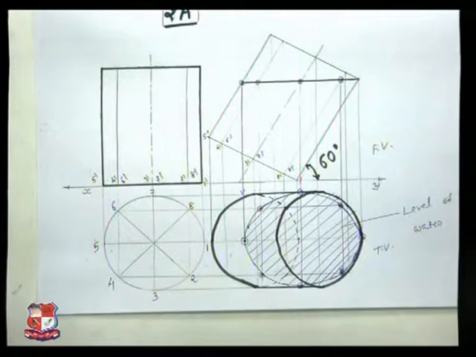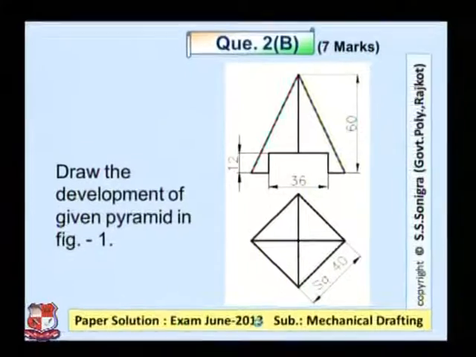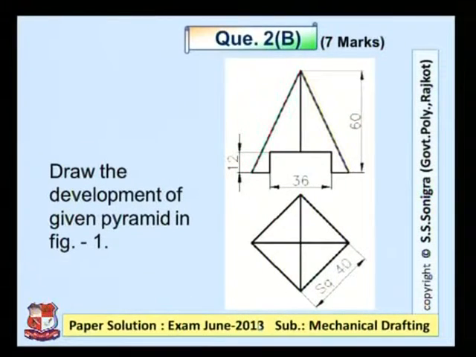Now next problem. Question number 2B, asked for 7 marks. Draw the development of the given pyramid in figure number 1. Figure number 1 is given like this, a square pyramid. Dimensions are given to us: height is 60, square of 40, and we have to draw its development.